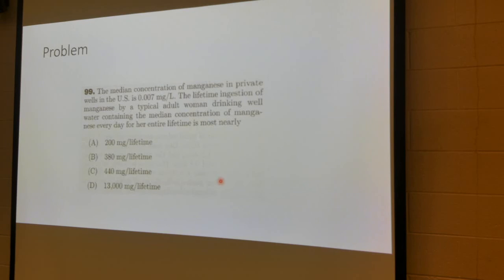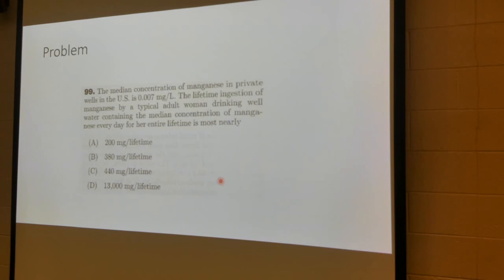The median concentration in the US is about 0.007 milligrams per liter, which is 7 micrograms per liter. The lifetime ingestion of manganese by a typical adult woman that drinks well water that contains 7 micrograms: what's the total intake for the whole lifetime for this person? The units are milligrams per lifetime. So that gives an idea. We're talking about a woman.